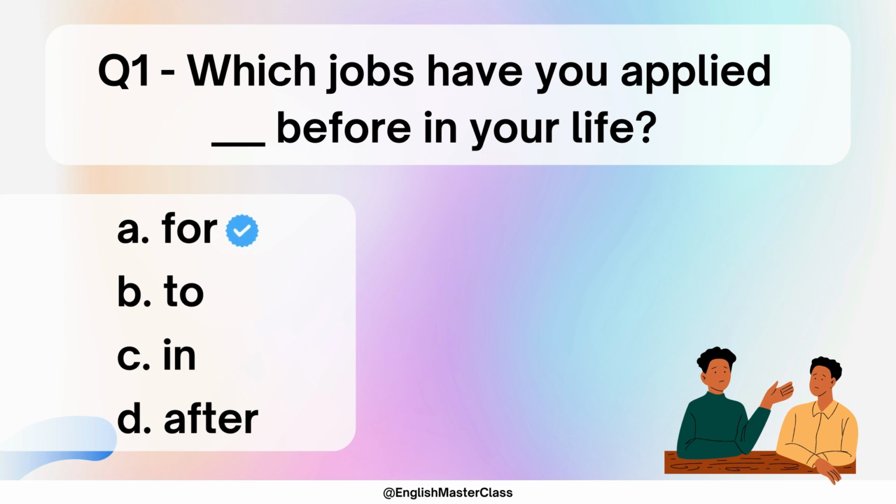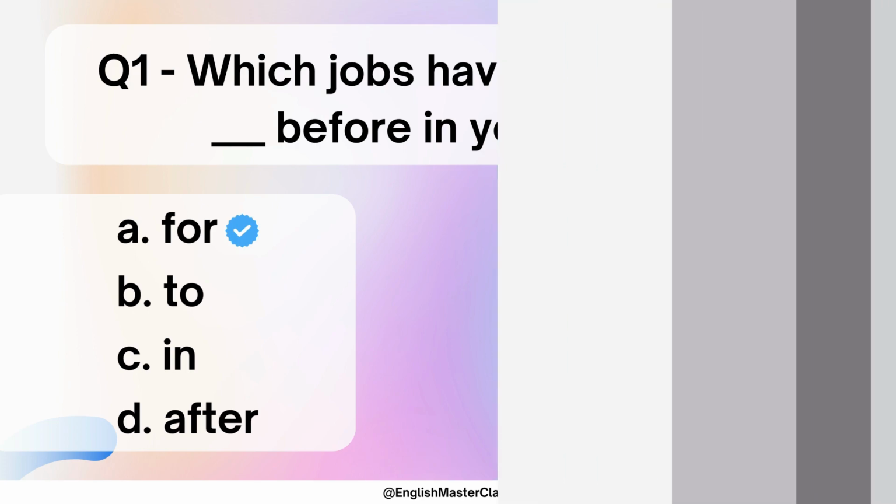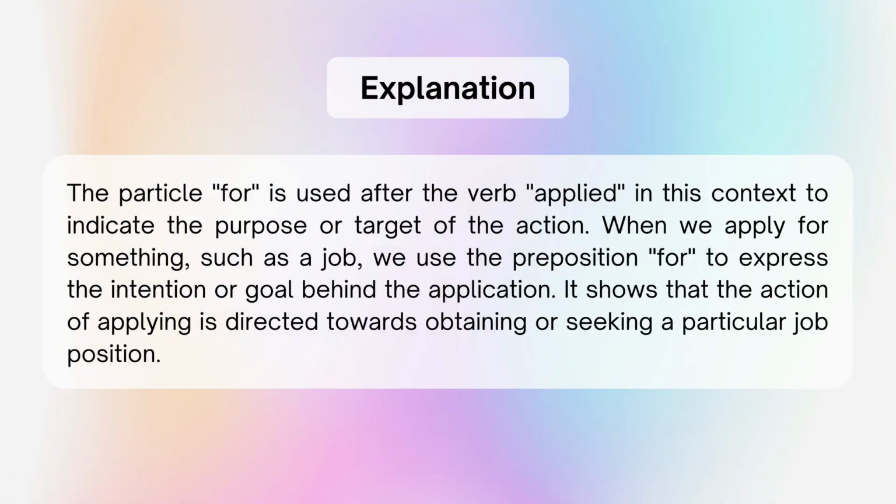Which jobs have you applied for before in your life? The particle "for" is used after the verb "applied" in this context to indicate the purpose or target of the action. When we apply for something, such as a job, we use the preposition "for" to express the intention or goal behind the application. It shows that the action of applying is directed towards obtaining or seeking a particular job position.